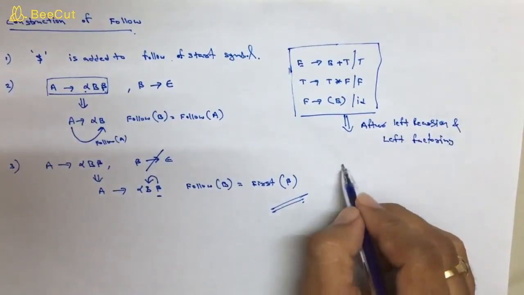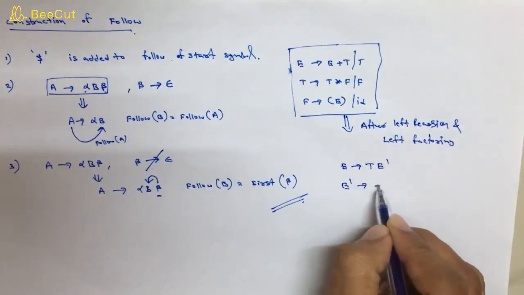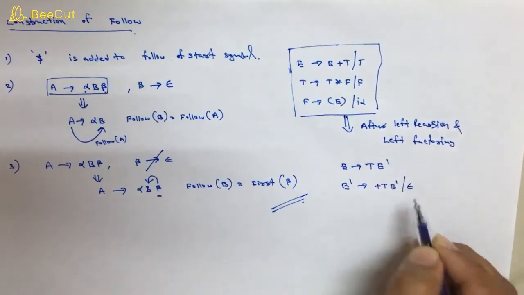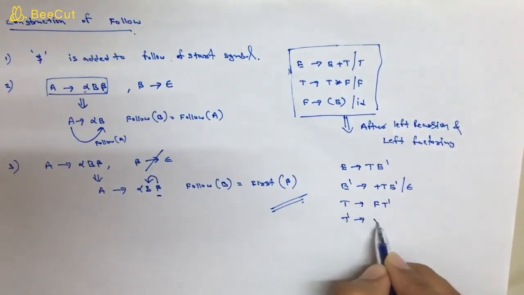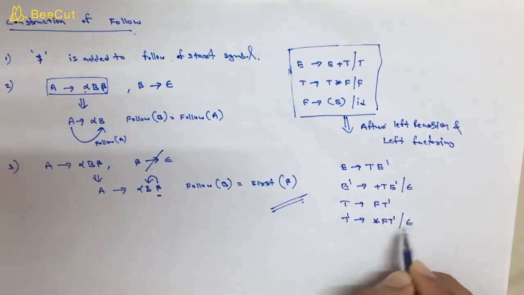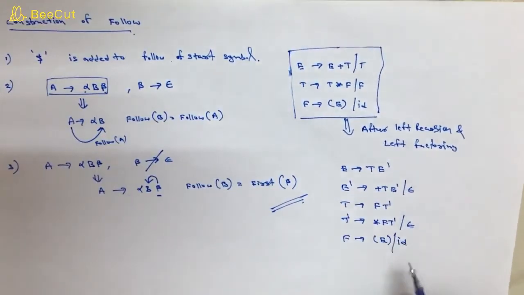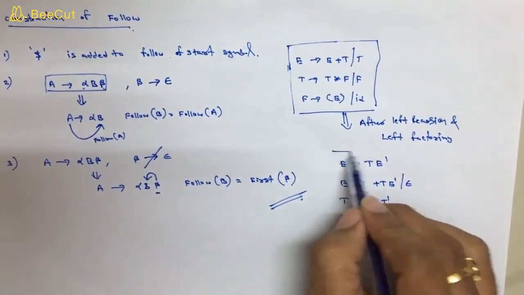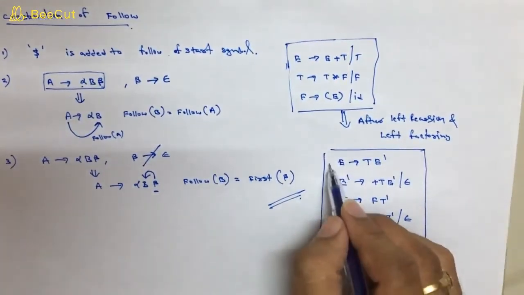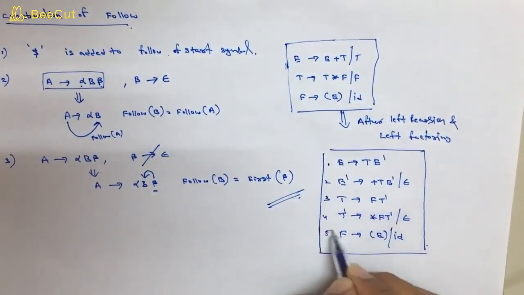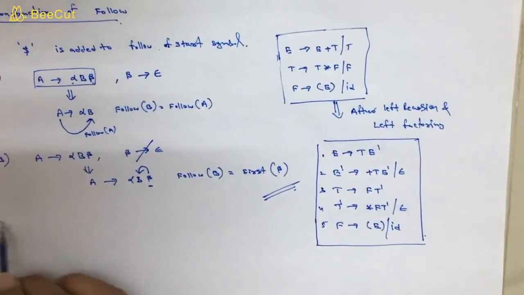the grammar is replaced as E tends to T E dash, then E dash tends to plus T E dash or epsilon, and then T tends to F T dash, and then T dash tends to star F T dash or epsilon, and then F tends to open parenthesis E closed parenthesis or id. These are the possible productions after the elimination of left recursion and left factoring. So these are productions 1 2 3 4 5, we have 5 different productions. Now we are going to compute the follow for these productions.